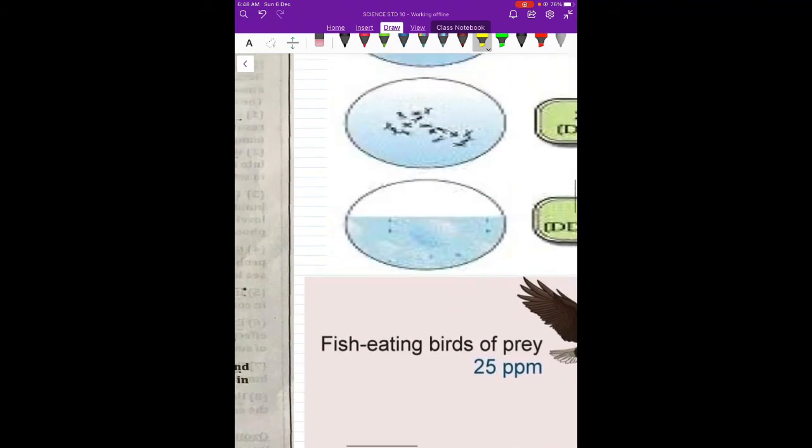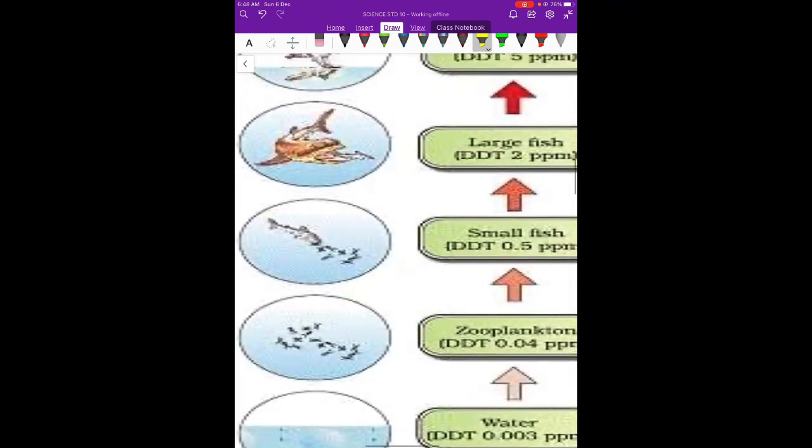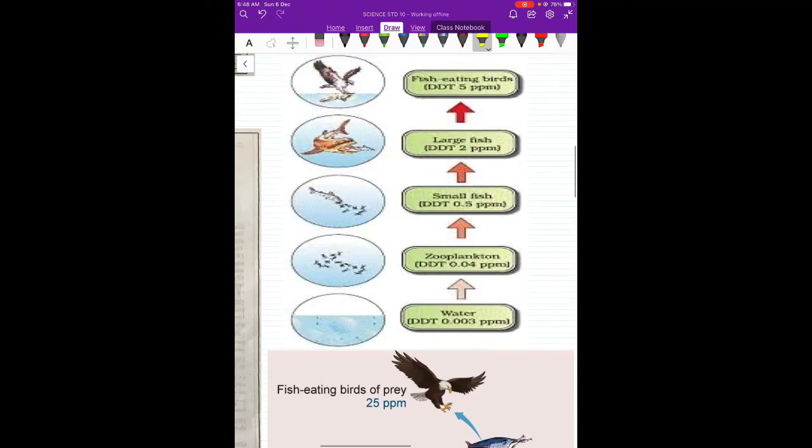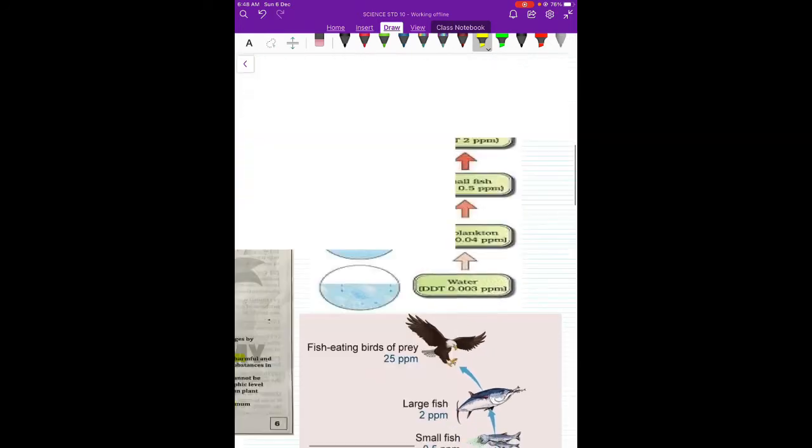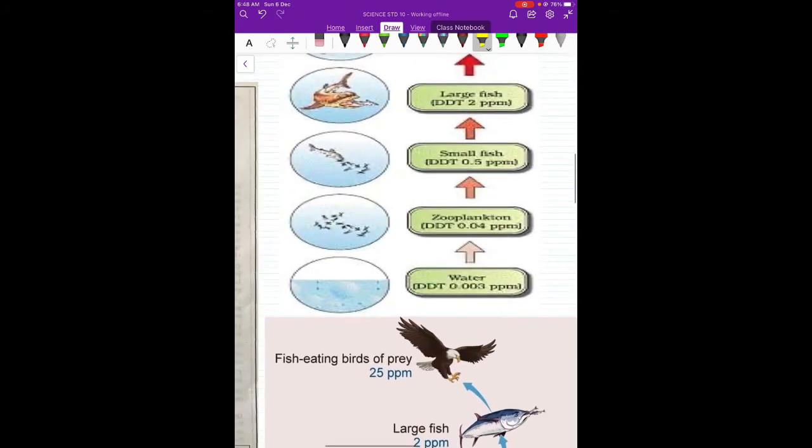Now this can be seen by a small diagram. So now this is water. Now this is 0.03 ppm. ppm means parts per million. If you can see, concentration is very less. Now these are converted into food by zooplankton. Zooplankton, if you see the DDT percentage, DDT is a harmful chemical, its percentage has risen to 0.04 ppm. So see, concentration is increased.